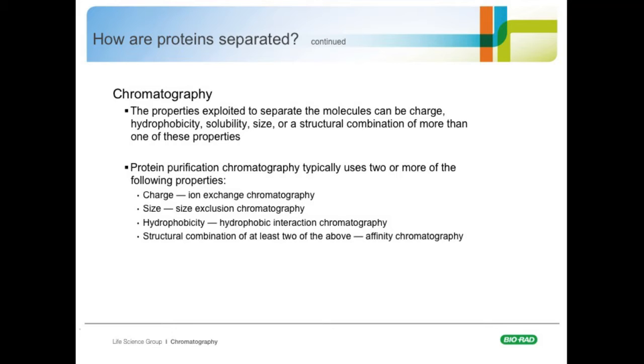Some of the most popular techniques include ion exchange, so this takes advantage of protein charge characteristics. There's size exclusion chromatography that takes advantage of size differences of proteins. There's hydrophobic interaction, and what this does is it takes advantage of those proteins that don't like to be in polar solutions such as water. And a very popular technique that I'll tell you a little bit more about in just a few moments is affinity chromatography that combines many of these characteristics.